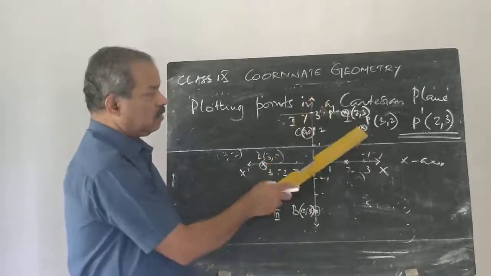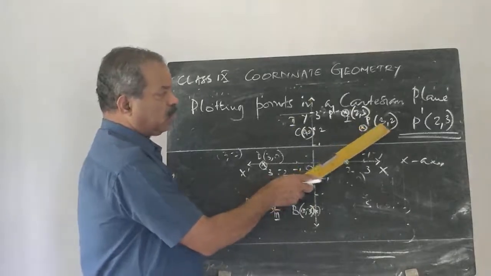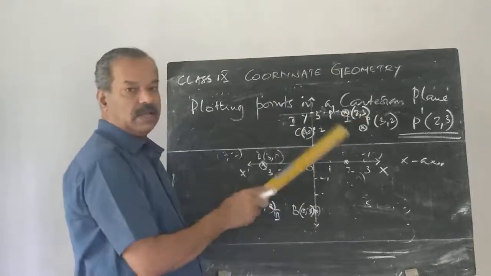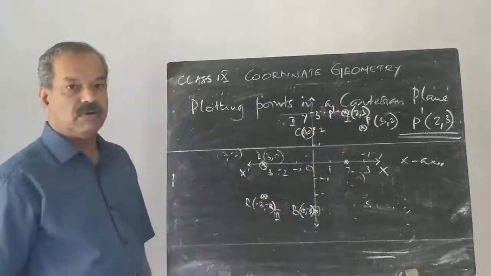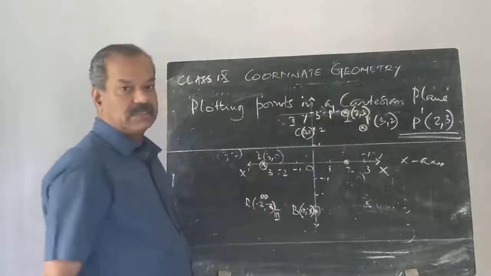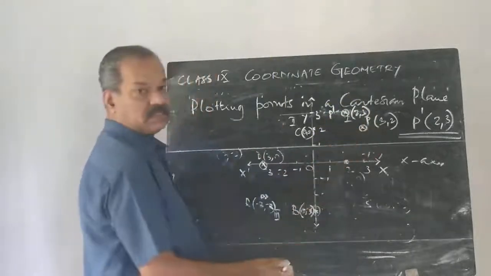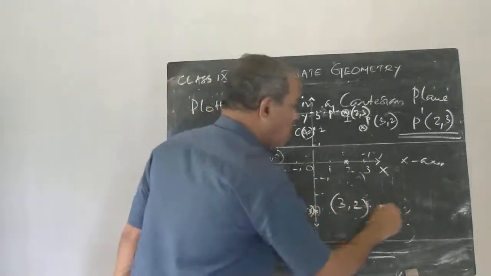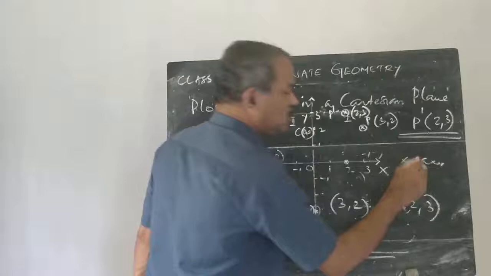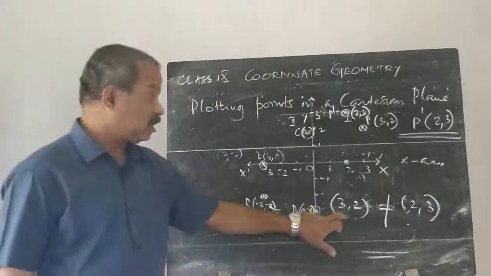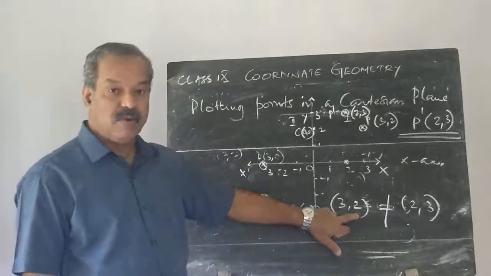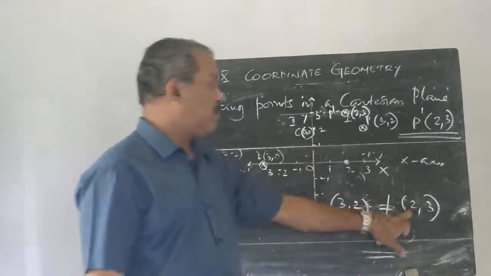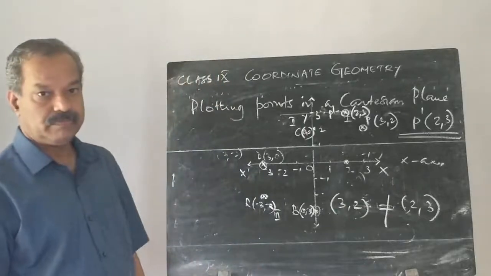Are the ordered pair (3, 2) and the pair (2, 3) equal? Look at the figure. This is the point P whose coordinates are (3, 2). This is the point P dash whose coordinates are (2, 3). Are they the same point? No, they are different points. What do you understand from this? The number pair (3, 2) is not equal to the number pair (2, 3).